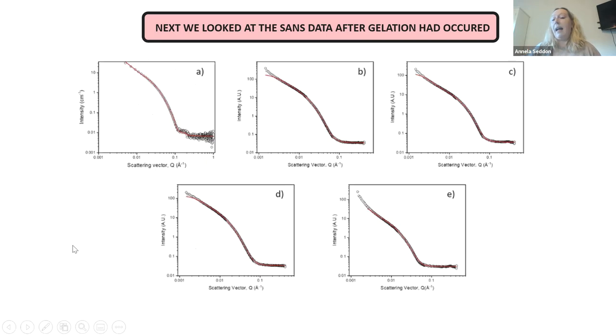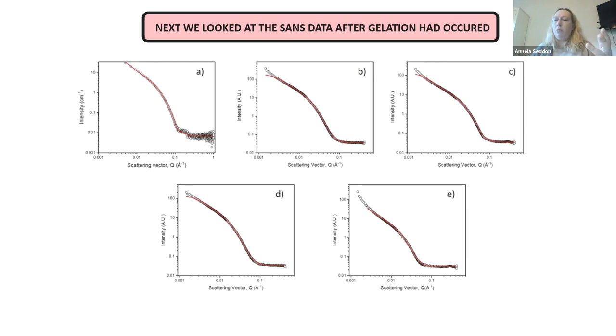So the next trick is to add GDL and to watch the sample go into a gel phase. So we looked at the small angle neutron scattering data for the gel phase. And the first thing that happened was it didn't fit a flexible cylinder model, which was somewhat of a surprise to us. So all of these neutron scattering patterns look pretty similar. And these are all the different deuterated versions.